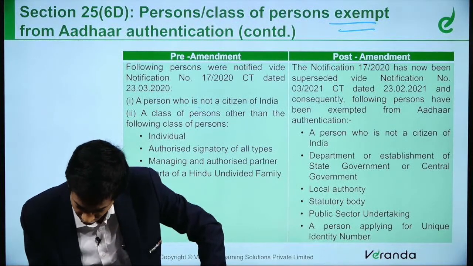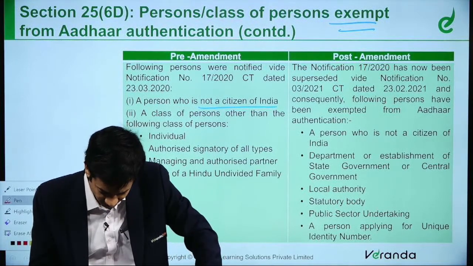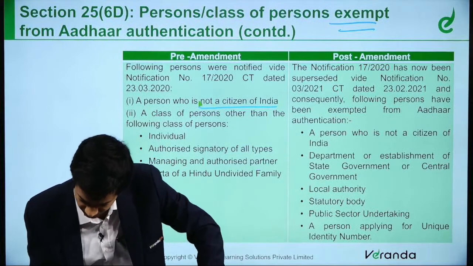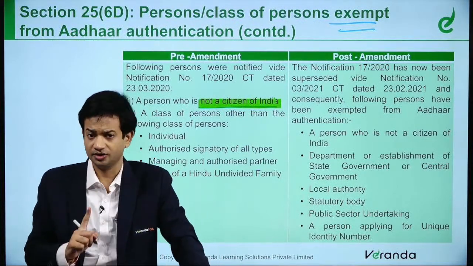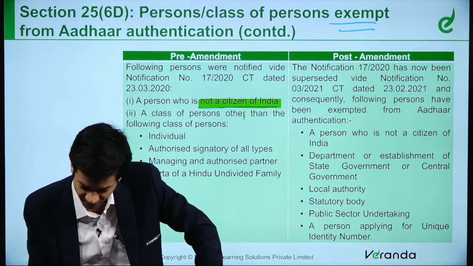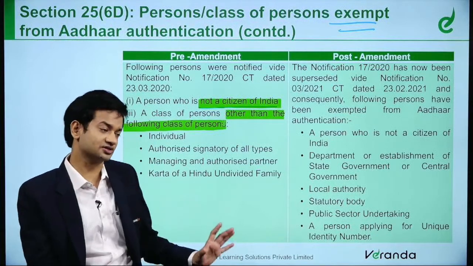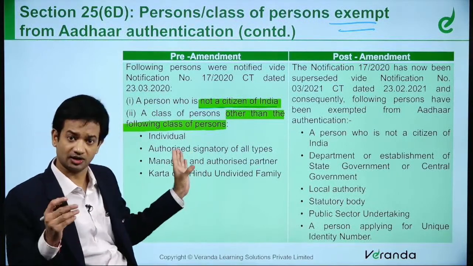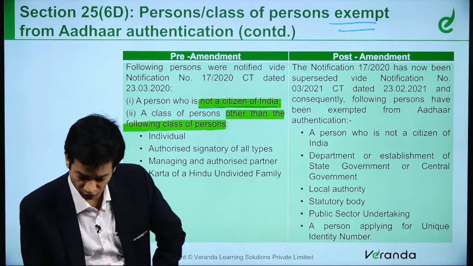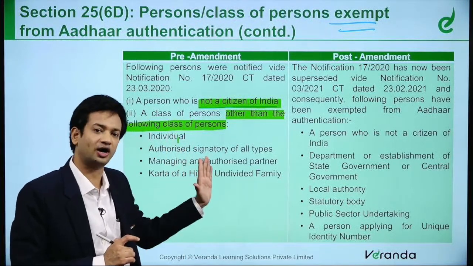A person who is not a citizen of India need not get Aadhaar authentication; it does not apply to them. Then a class of persons other than the following persons. So persons other than these are exempted. An individual is not exempted, and authorized signatories are not exempted; they will have to go through Aadhaar authentication.